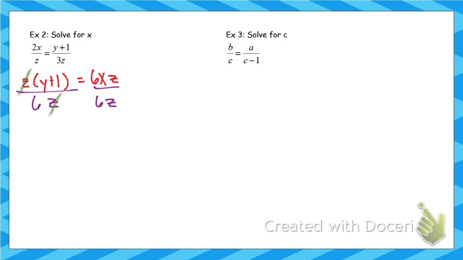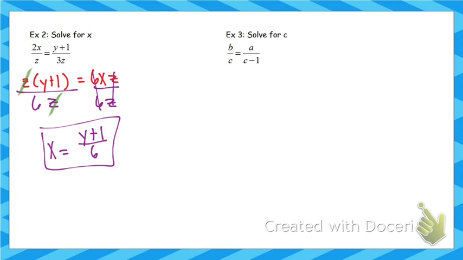Now, if this was a z, then that would be a different story, because that would be added. But that z is multiplied, it's a factor, so it is okay to go ahead and cancel it out in that case. So I'm left with x equals y plus 1 over 6.